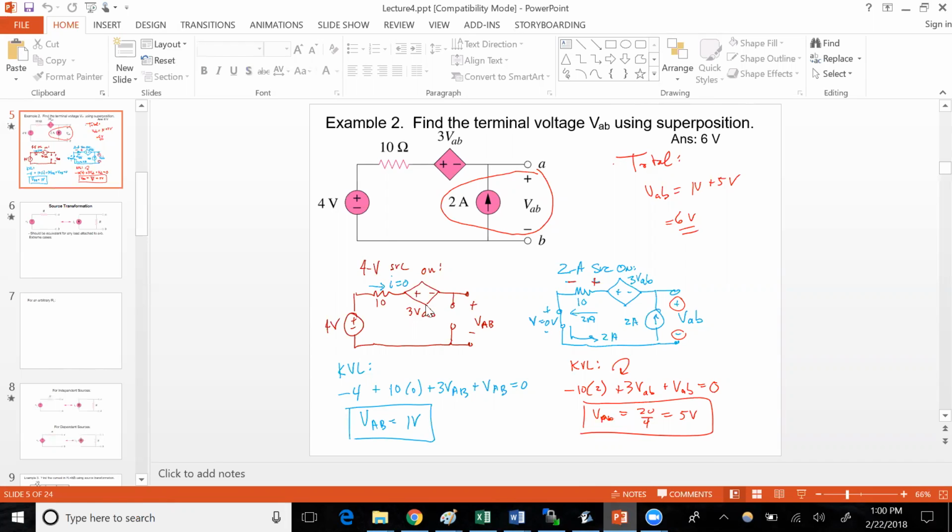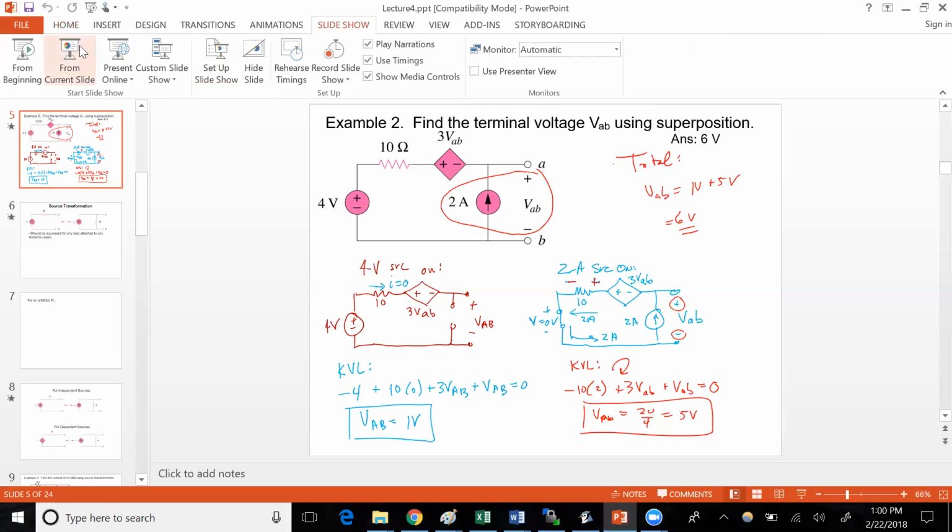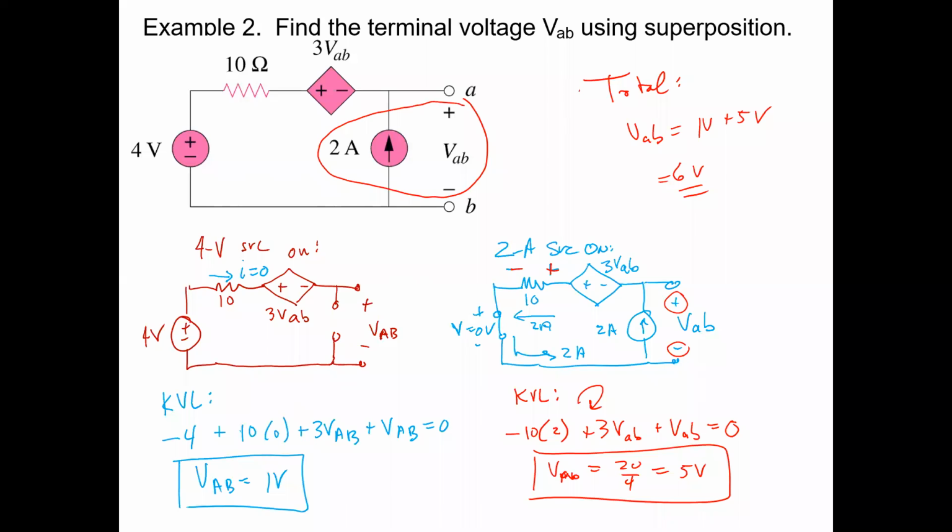Superposition, which we did yesterday, is all about the way you can take a circuit with multiple sources and turn off the sources and find the effect of each source at a particular point in the circuit separately, and then add those together because it's linear, right? Because it's linear.